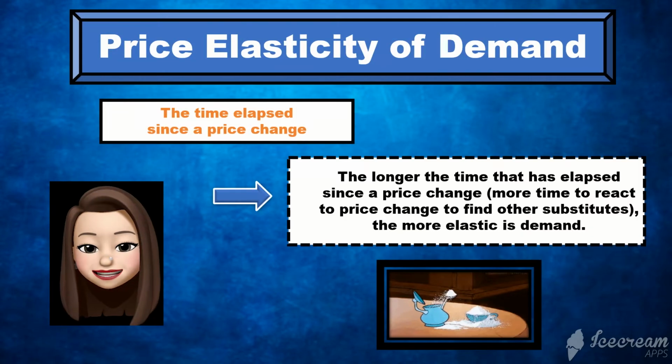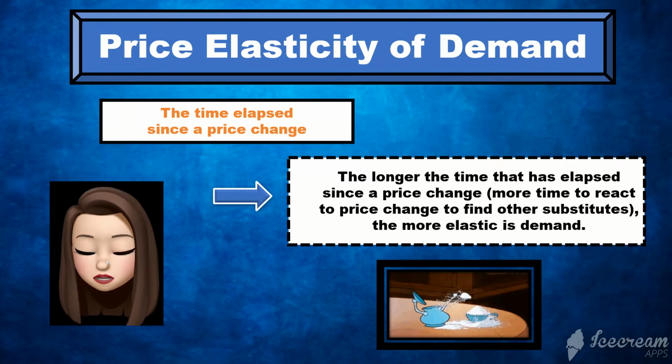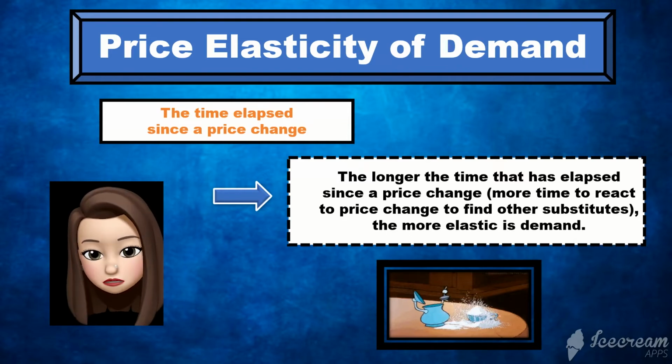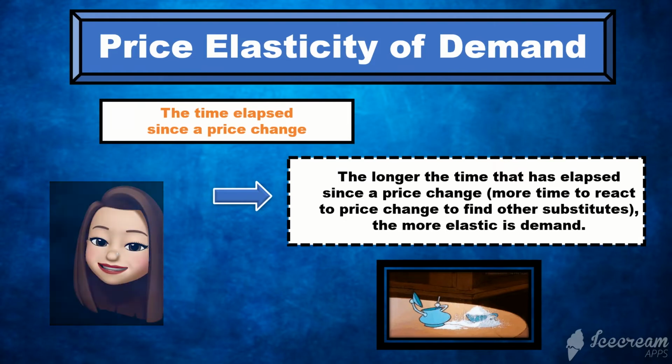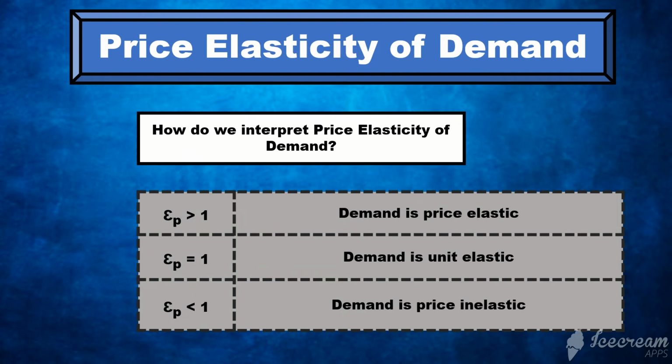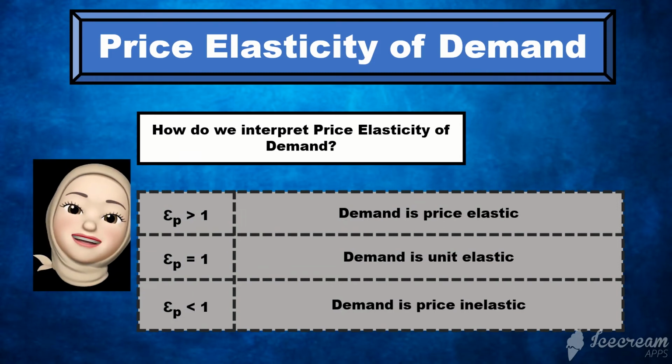The last one is the time elapsed since the price change. The longer the time that has elapsed since the price change, the more time to react to it and find another substitute, so the more elastic is the demand. For example, sugar. How do we interpret price elasticity of demand?